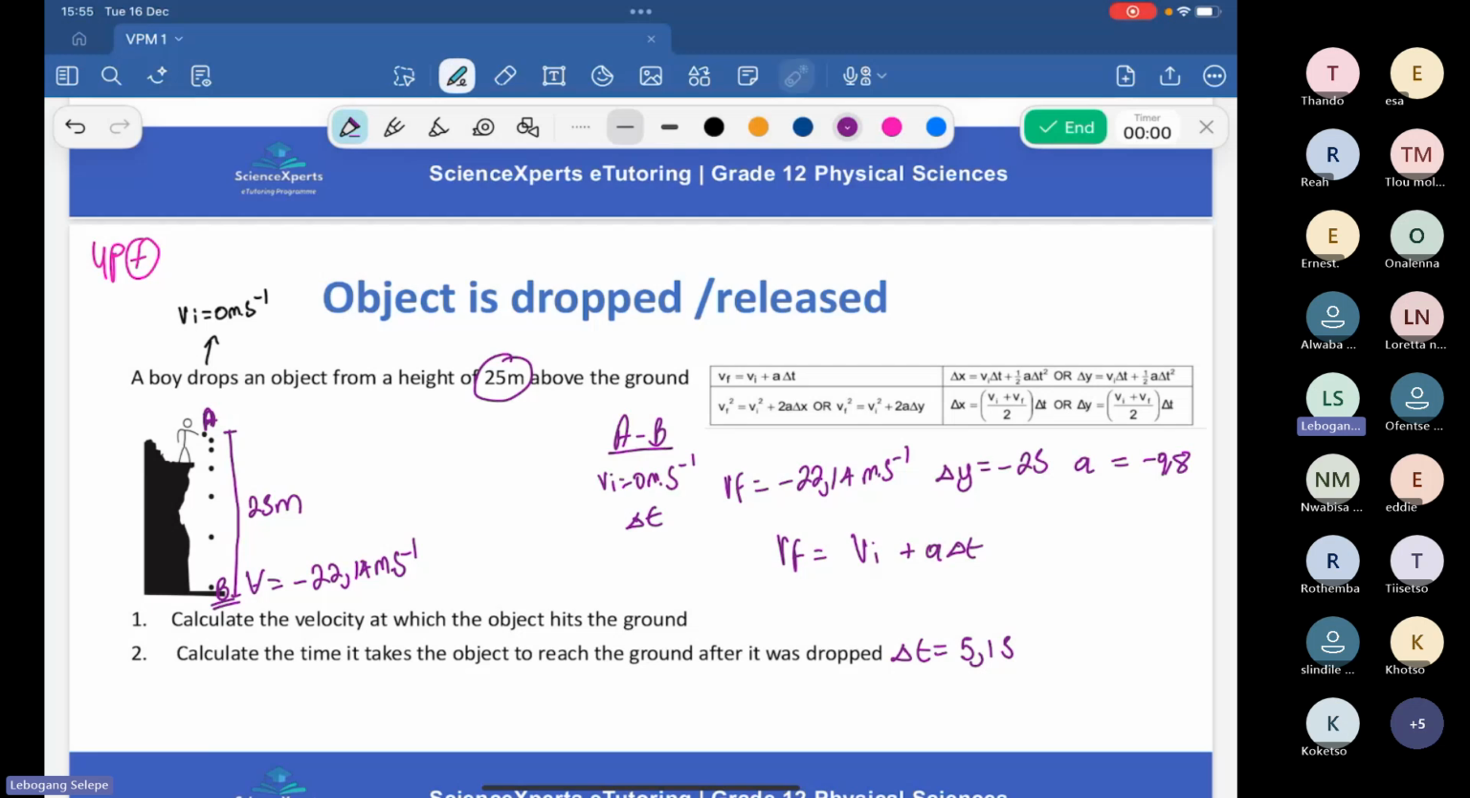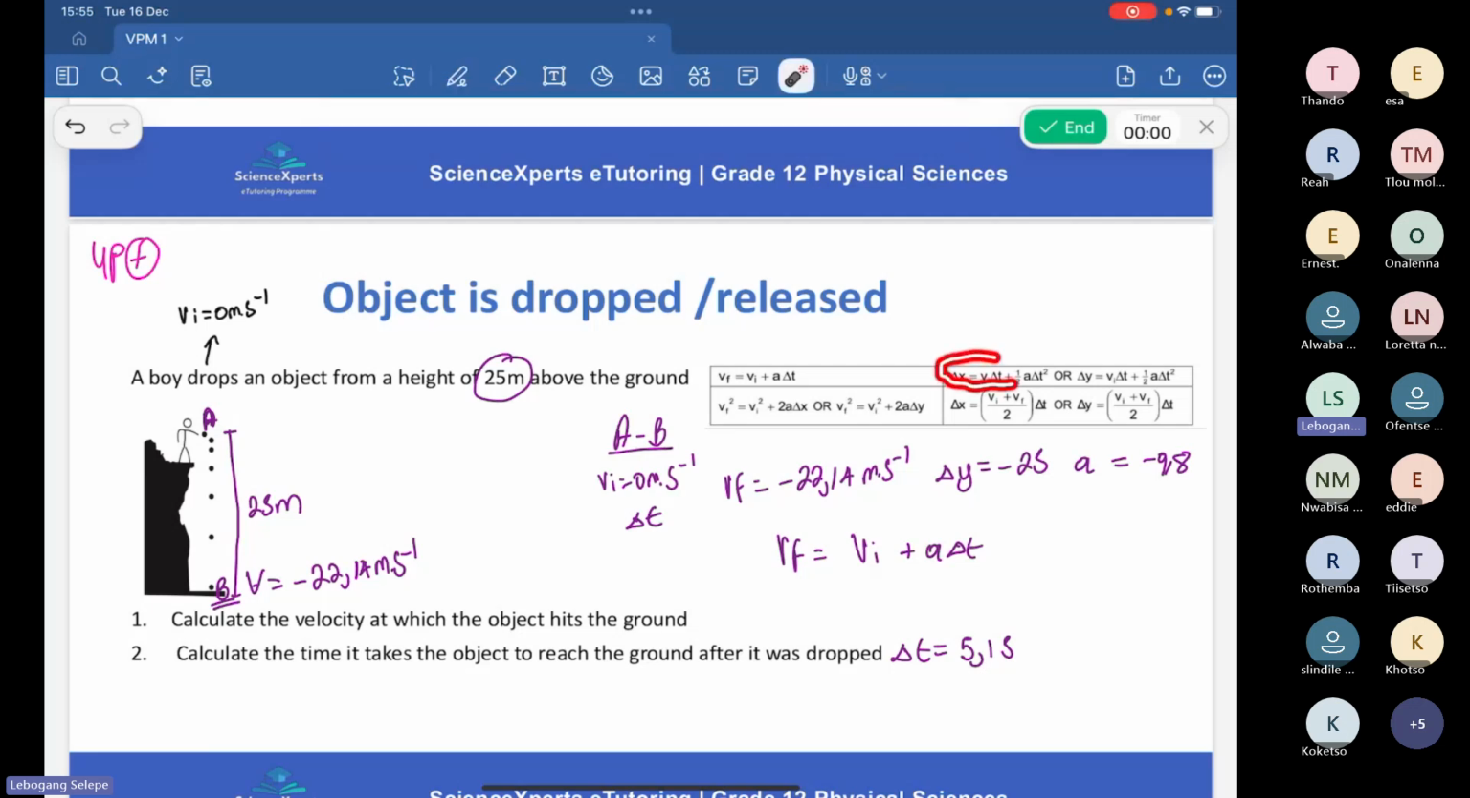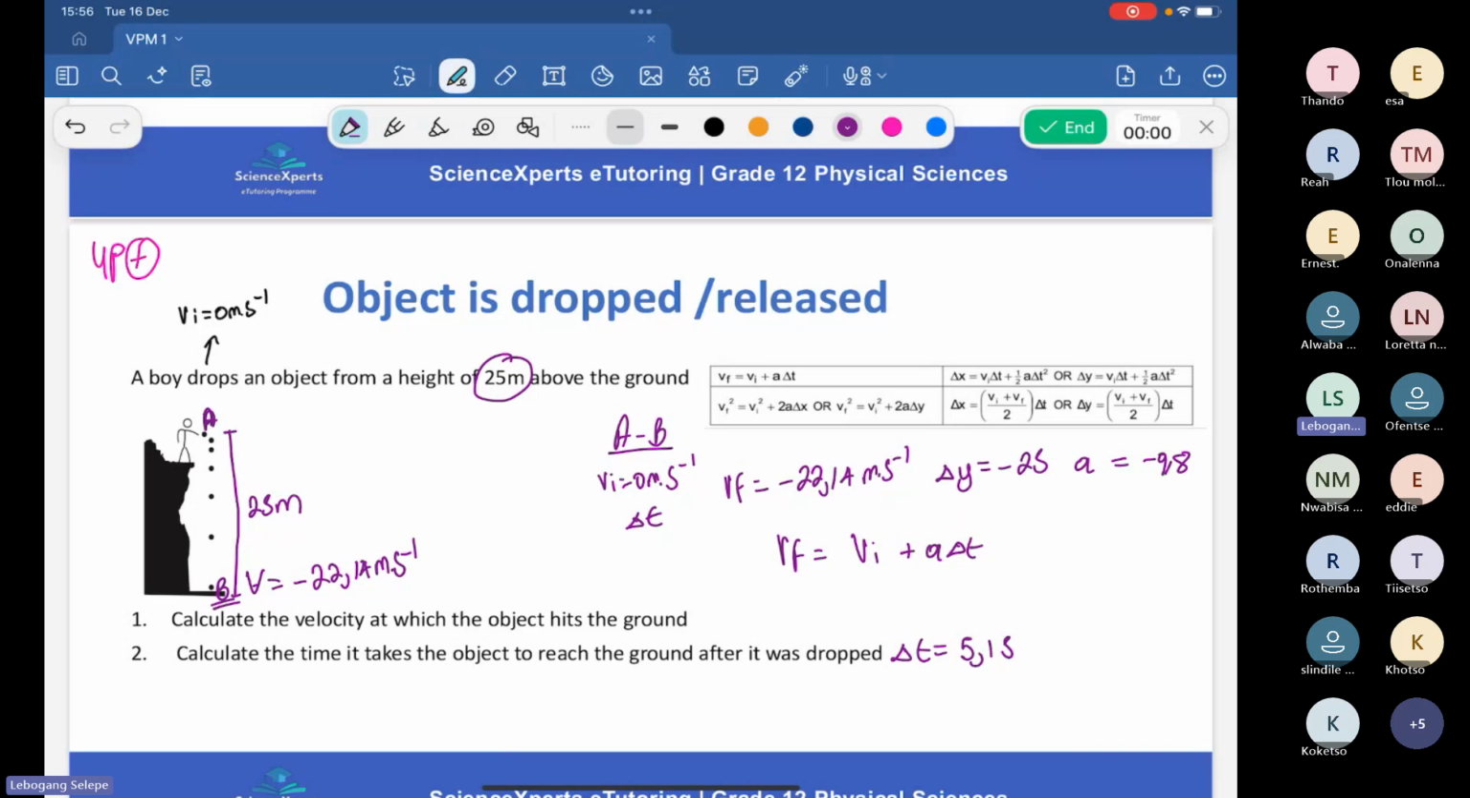Because also, if you opt for this formula, change in Y equals VI change in time plus 1/2 acceleration change in time squared, you must be very good with your quadratic equations, and that's going to be strenuous as well. It's going to take a lot of time using the quadratic formula, right? So rather we trust our answer here, plus also there's positive marking. Do you guys get it?